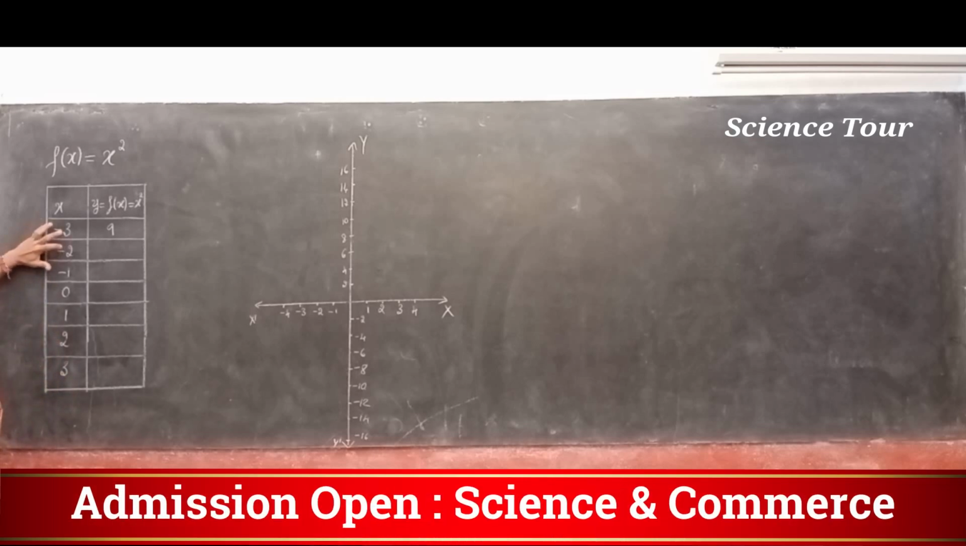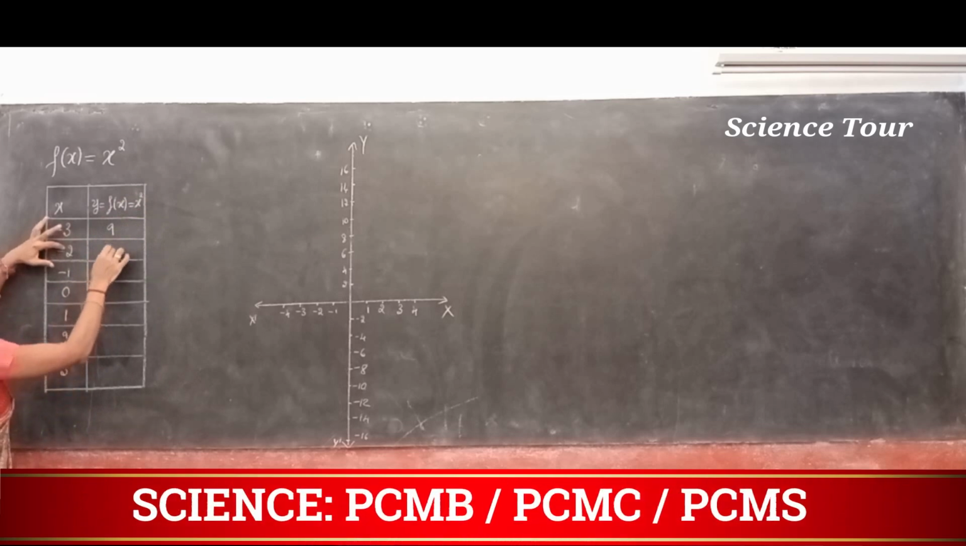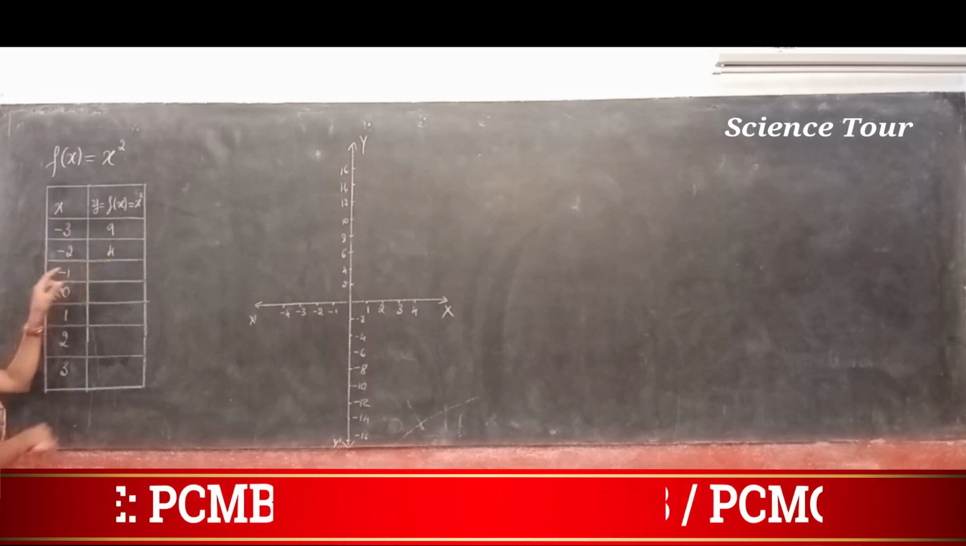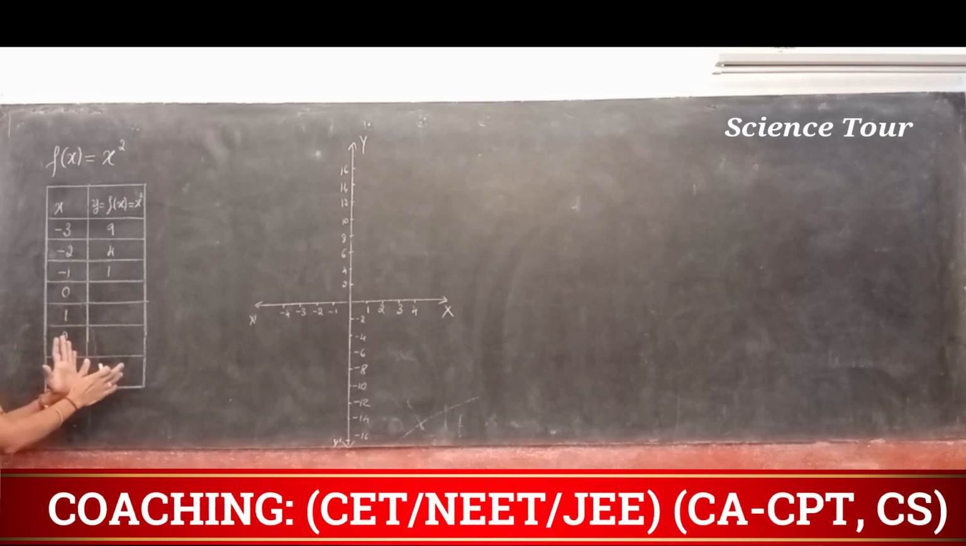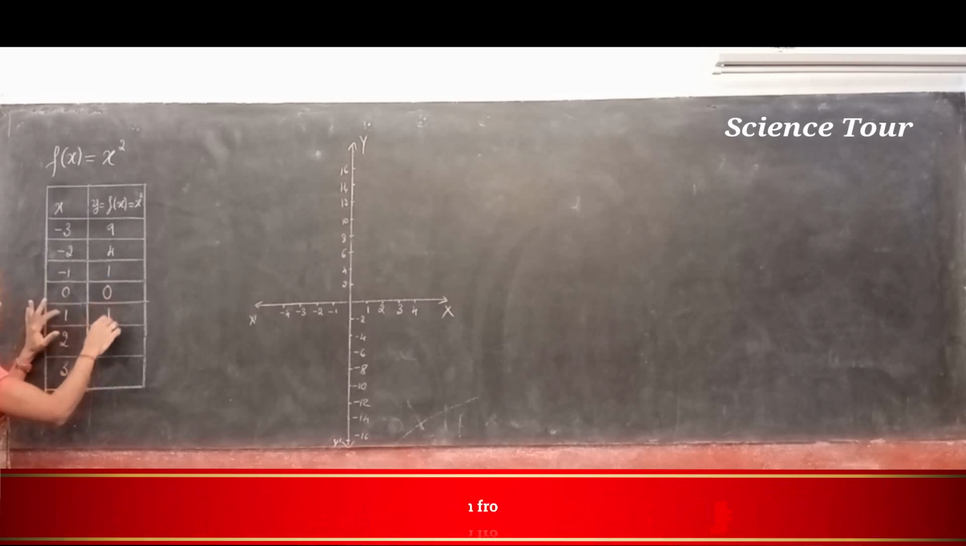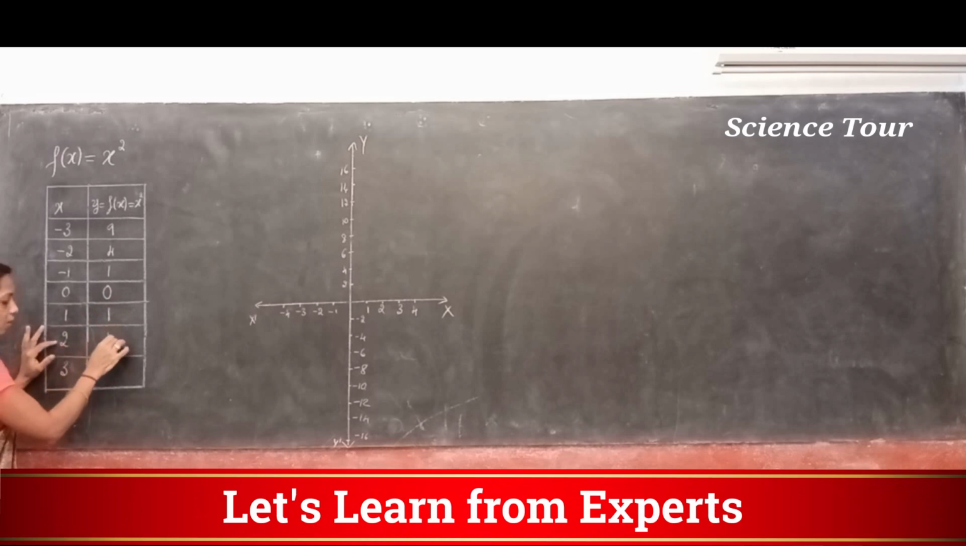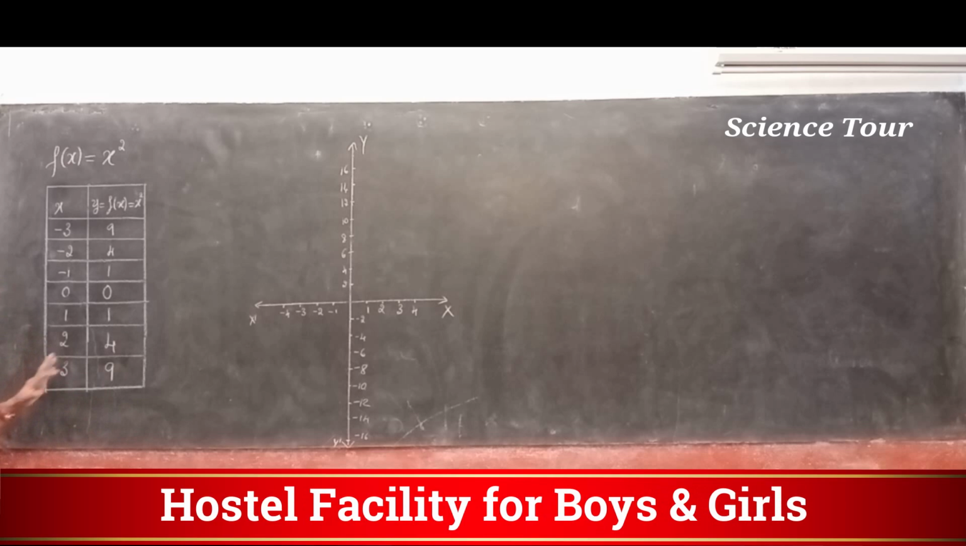Now when x is equal to minus 2, whole square, minus 2 into minus 2, that is plus 4. Next, minus 1 square, that is what? Minus 1 square is plus 1. 0 square, the square of this column you have to do, and that you have to write in the second column. Okay, 0 square is 0, 1 square is 1, 2 square is 4, and 3 square is 9. Okay, so these are the points which you obtained in the table.